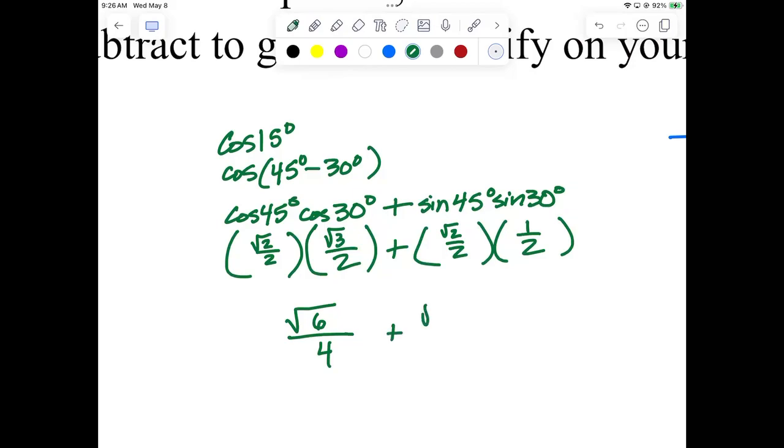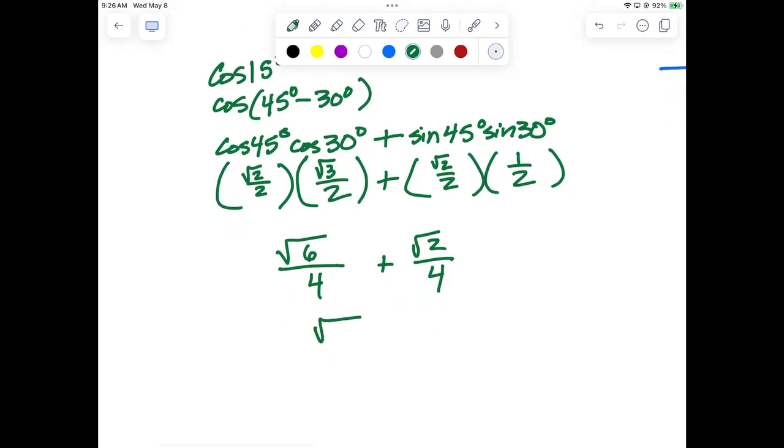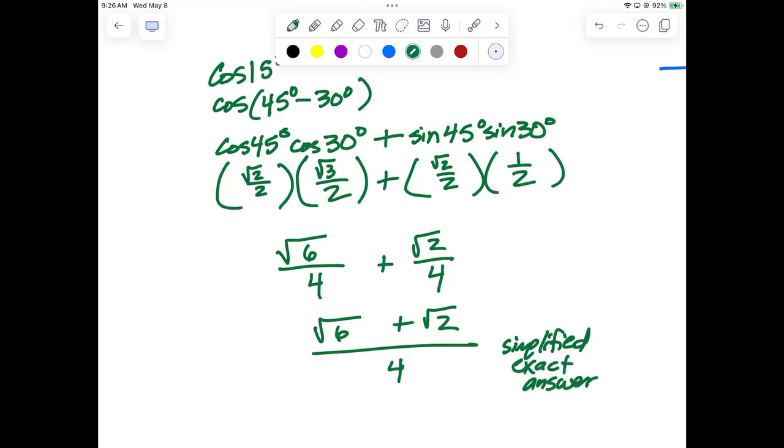Plus the square root of 2 times 1 is the square root of 2 over 4. I have a common denominator, so I can add them together. Square root of 6 plus the square root of 2, all over 4. And there's the simplified exact answer. It's an irrational number because the square root of 6 and the square root of 2 are both irrational.